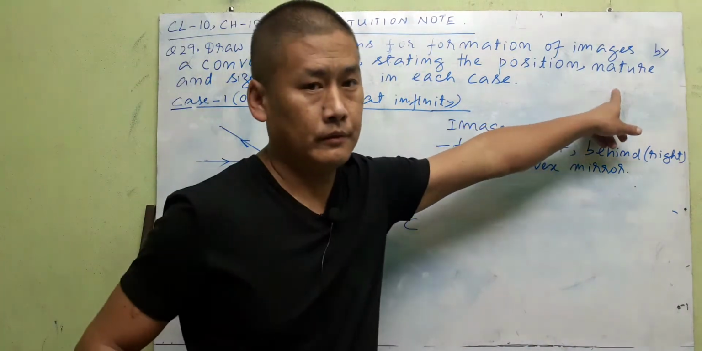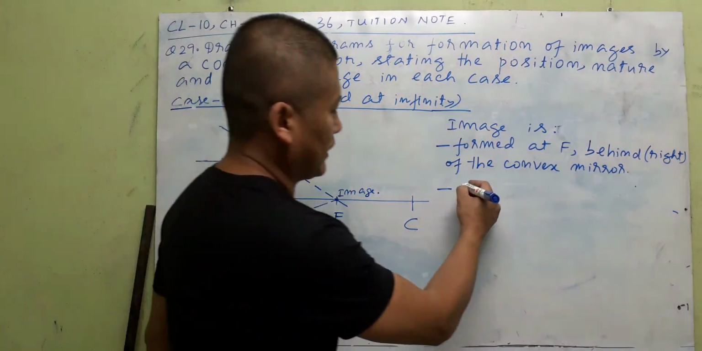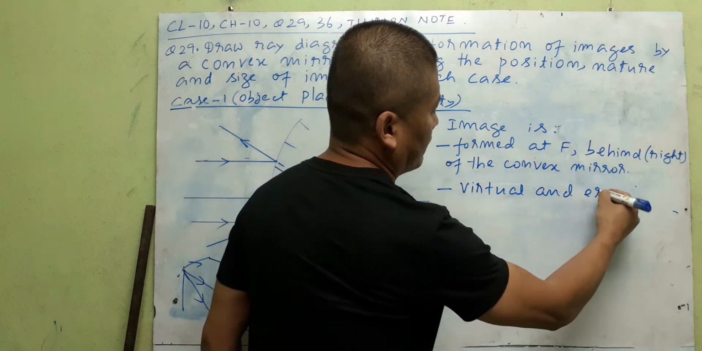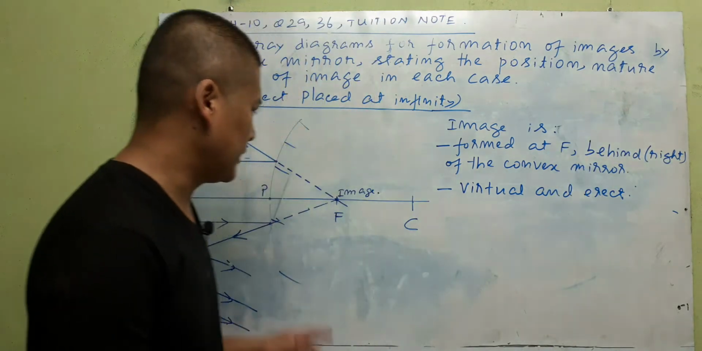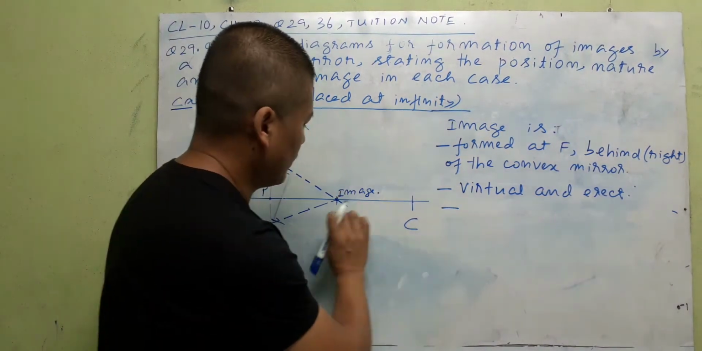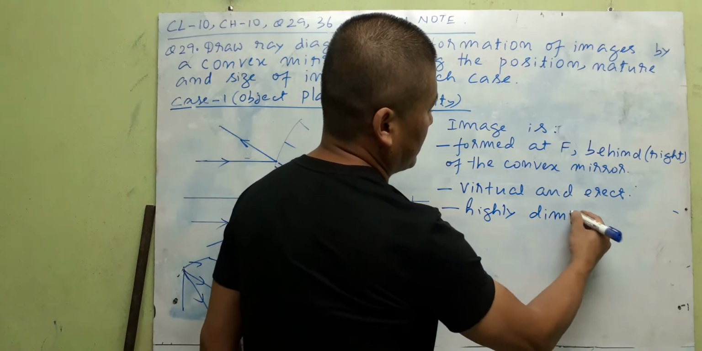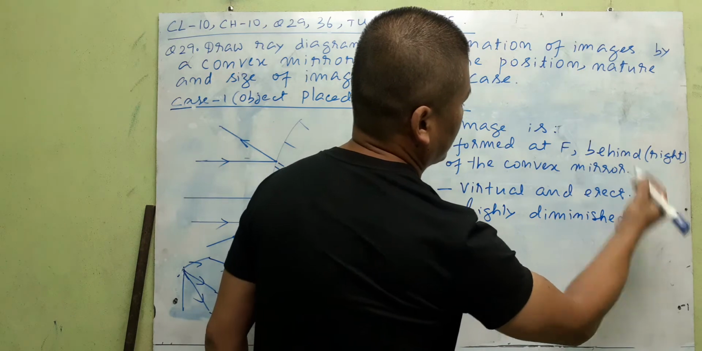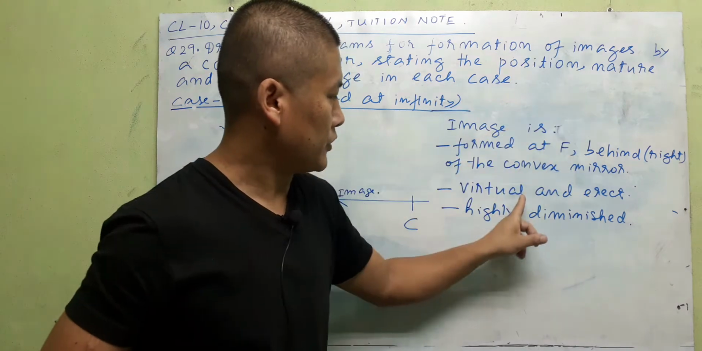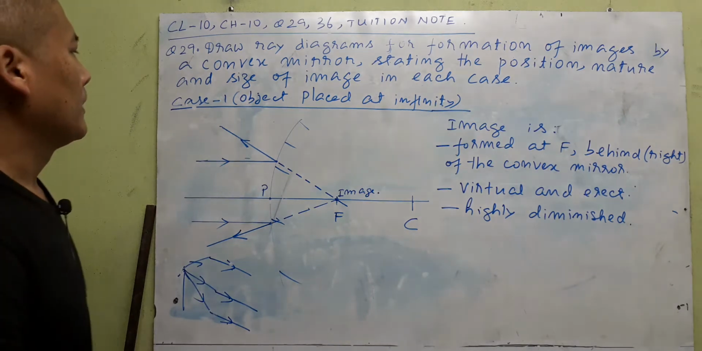And how about the nature? Now this image is formed by broken rays, means they are not real rays. So we call that one a virtual image, right? Virtual and erect. Virtual and erect means it will be upright. Top of the tree will be top in the image also. And the size is just a dot, so small that we will have to say highly diminished. Okay, highly diminished. So that is the size of the image. So position here, nature virtual and erect, and size is highly diminished. Case 1.